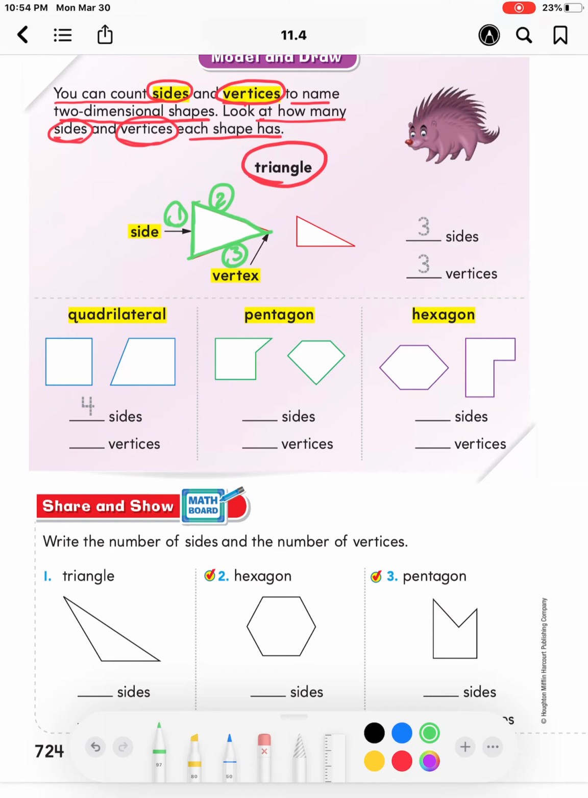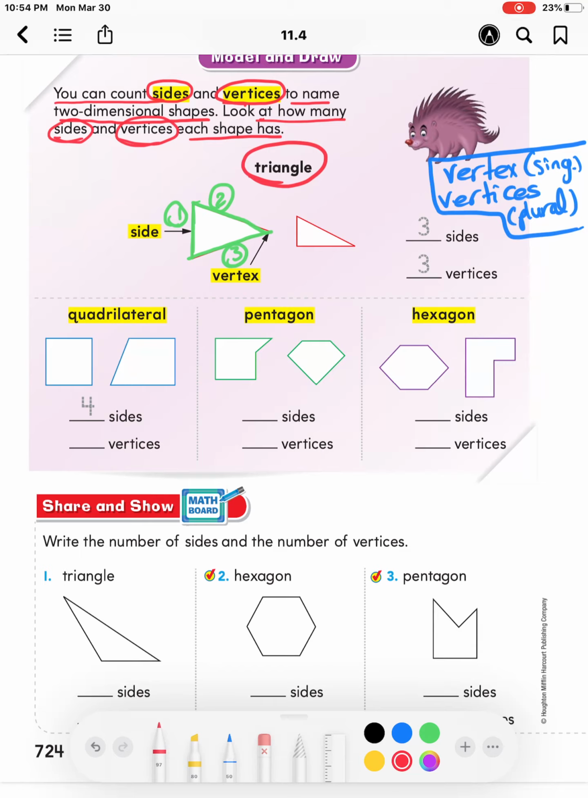Good job. 3 sides. And how many vertices? Now, vertex is the singular word. So, vertex here is singular. Vertices is a plural word. Okay? So, you should know this. Okay? Now, how many vertices?